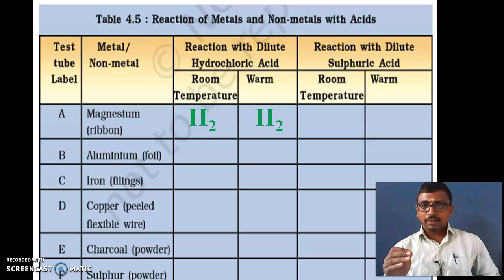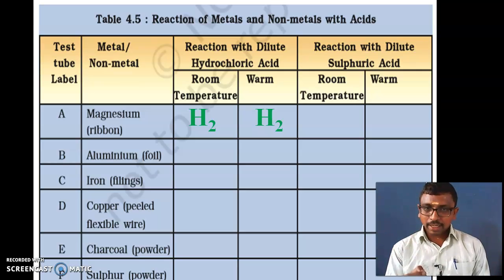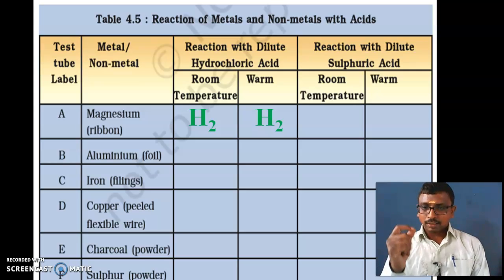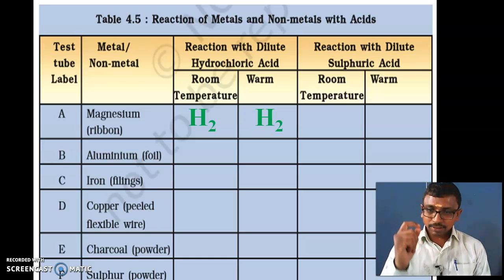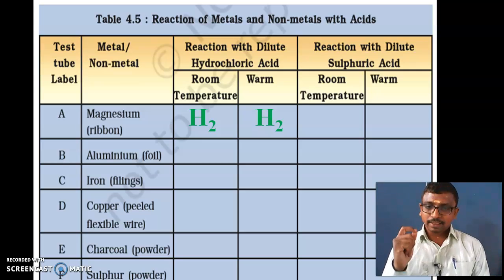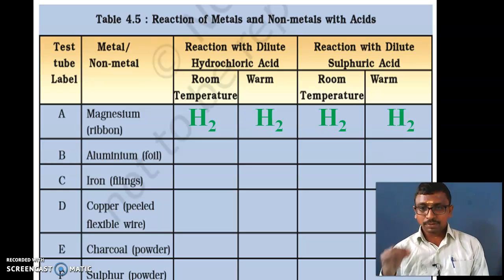And with the help of dilute sulfuric acid. So what is the formula for sulfuric acid? H2SO4. So when magnesium is treated with sulfuric acid, what does it form? It forms magnesium sulfate and hydrogen gas is liberated. At room temperature also hydrogen gas is liberated. When we warm, the pop sound will be much faster.